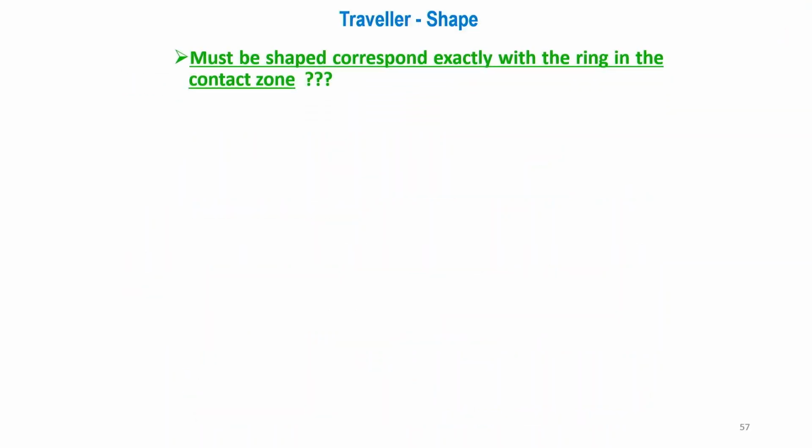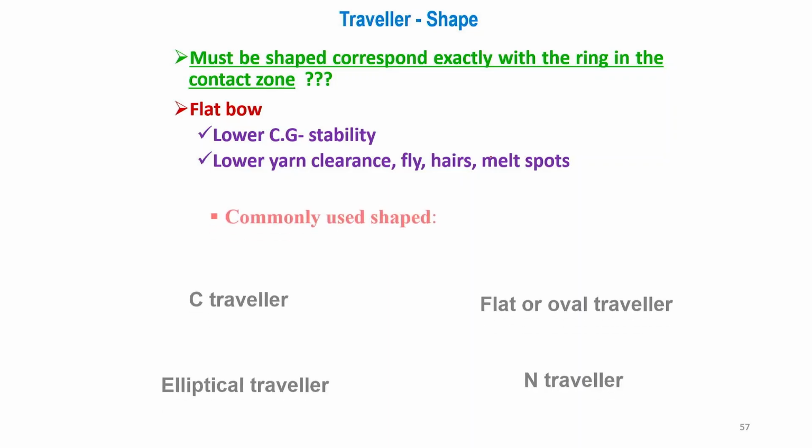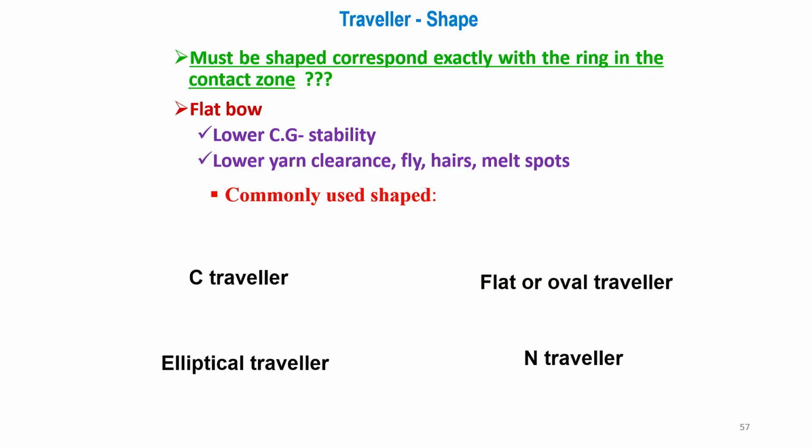Now, based on the shape, the traveler must be shaped in accordance with the ring in the contact zone. So, there should be contact of a flat bow, lower center of gravity, stability, and lower yarn clearance, fly, hair and melt spot. Common shapes of traveler are: C shaped traveler, flat or oval traveler, elliptical traveler, N shaped traveler. So, these are the common shapes.